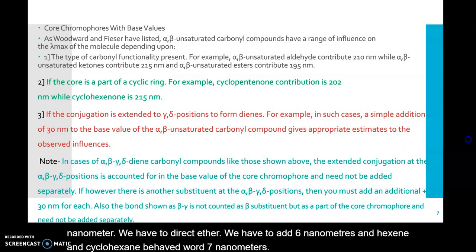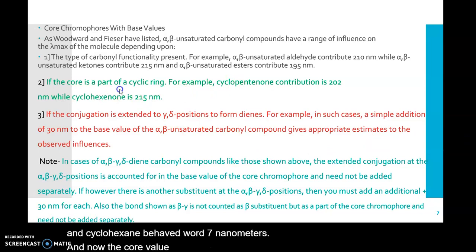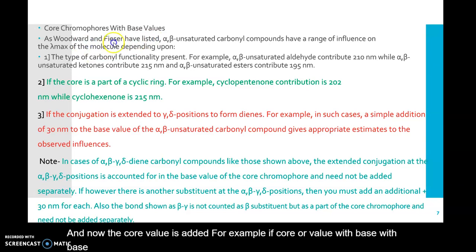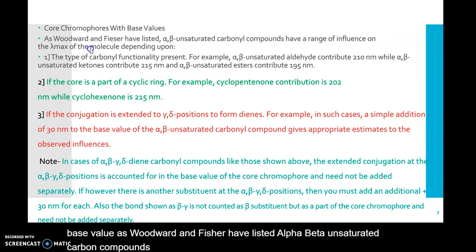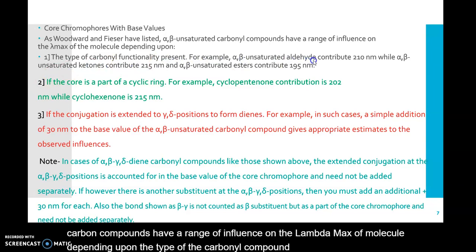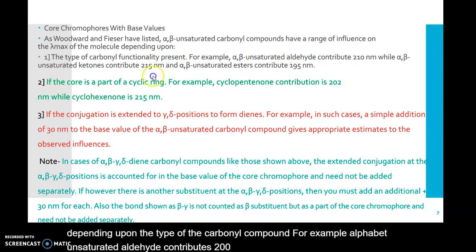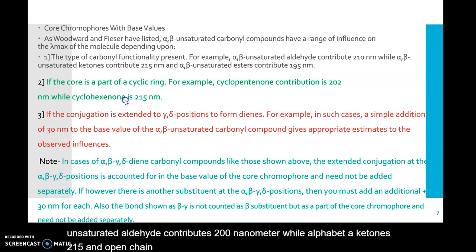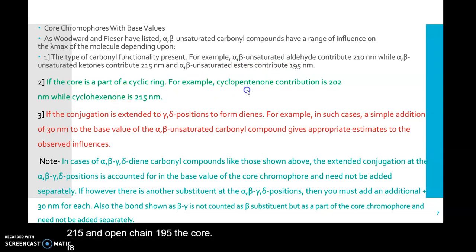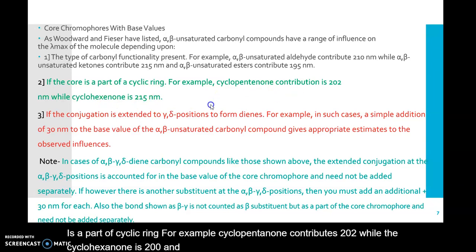Now the core value is added. For example, as Woodward and Fieser have listed, alpha beta unsaturated carbonyl compounds have a range of influence on the lambda max of the molecule depending upon the type of the carbonyl compound. For example, alpha beta unsaturated aldehyde contributes 210 nanometer, while alpha beta ketones 215 and open chain 195. The core may be a part of a cyclic ring. For example, cyclopentenone contributes 202 while cyclohexenone is 215, because this one is a 5-membered ring and this one is a 6-membered ring.